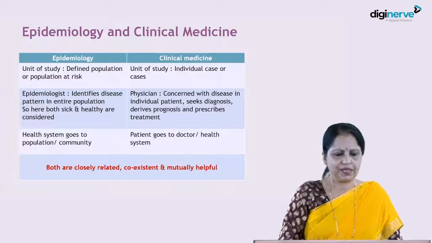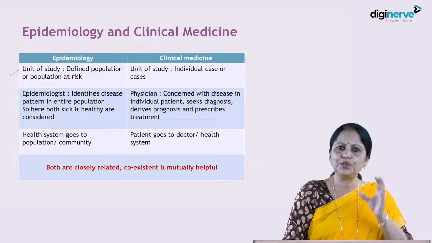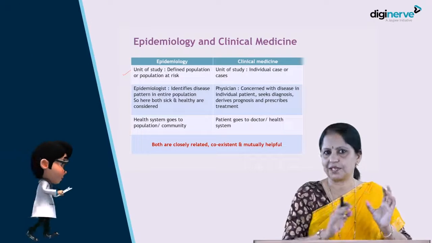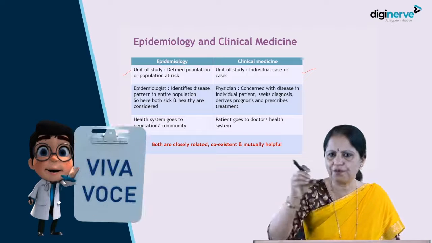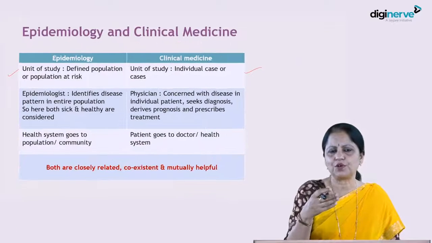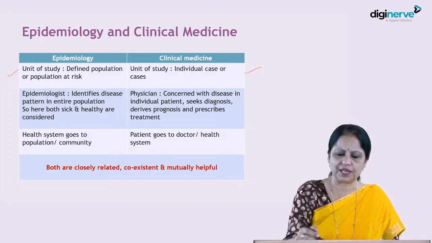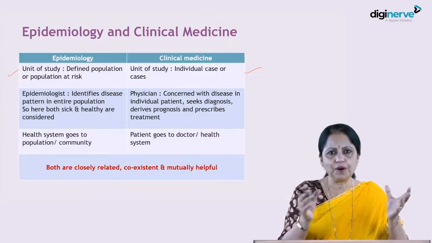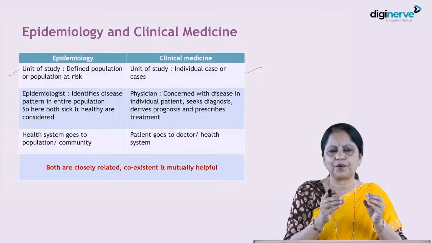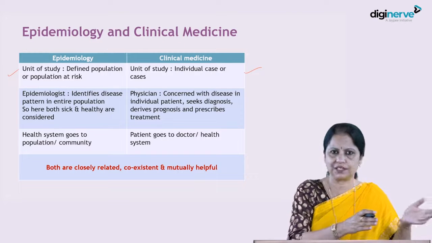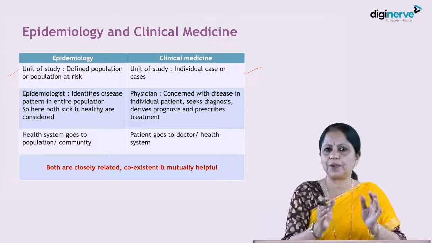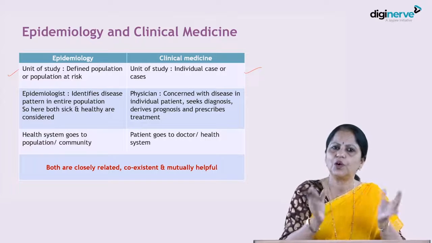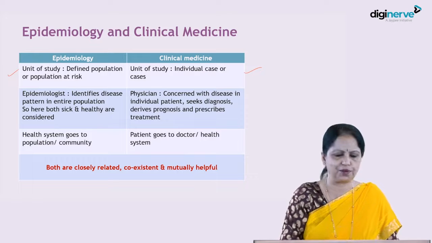So how is epidemiology different from clinical medicine? In epidemiology, the unit of study is the whole population, as I told you earlier. In clinical medicine, it is one individual case or a few cases. So a patient comes to a doctor and that individual is treated. That is clinical medicine. But a group of population suffering from a particular problem is identified through all these that I have just discussed, and the solution is worked out and applied to individuals as well as to the whole population. So that is what epidemiology is.